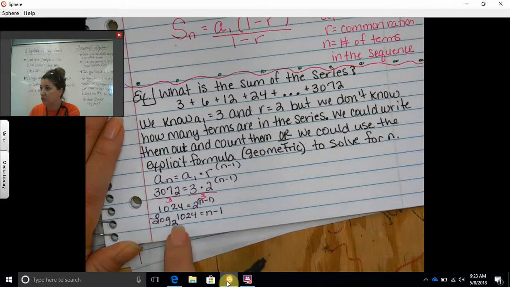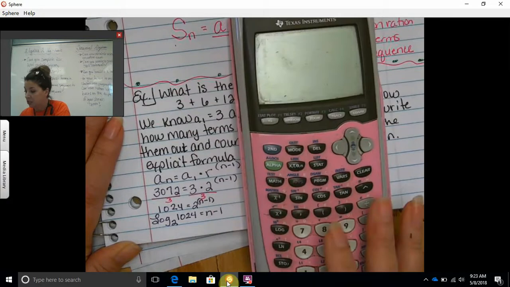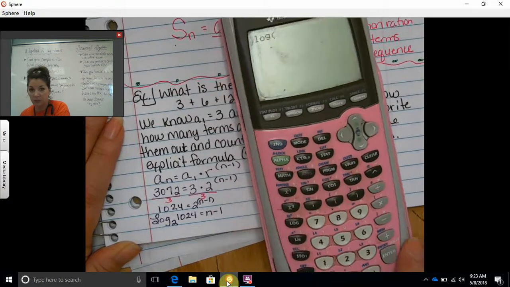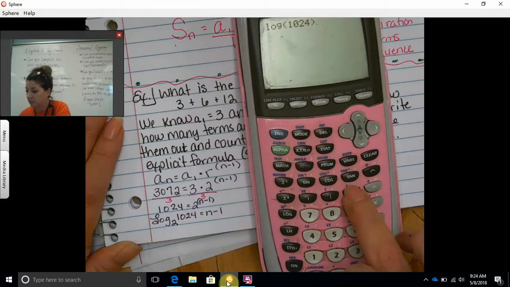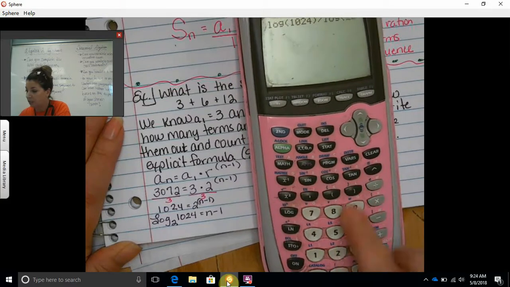Can I evaluate log base 2 of 1,024 in my calculator? Yeah, change the base, right? We got to make sure you put it in correctly. So log, what number goes first? 1,024. Don't forget to close parentheses. Divide by log of 2.